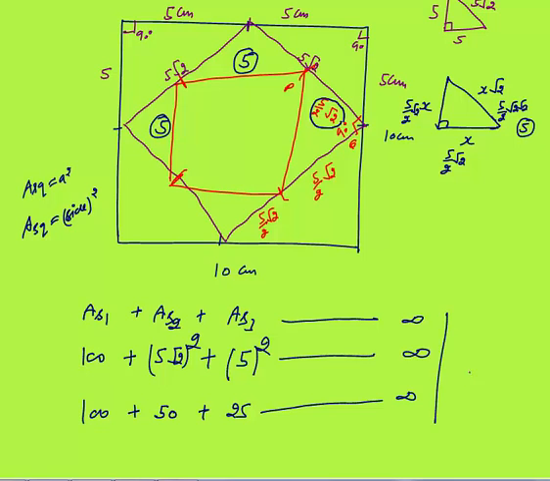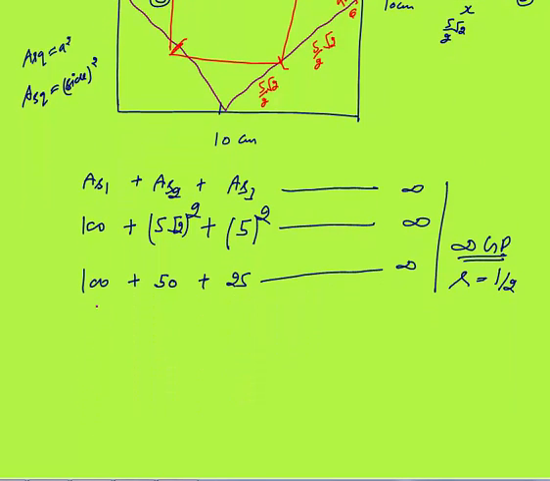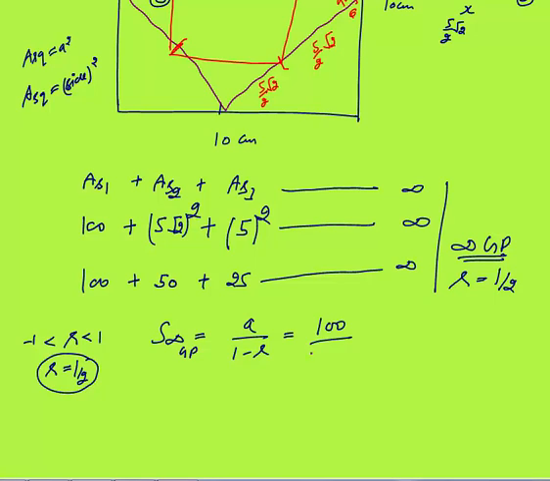Can I say that this is an infinite GP? This is an infinite GP with a common ratio R as half, because 50 by 100 will be half, 25 by 50 will be half. So I know the sum of an infinite GP when R is between minus 1 and 1. Here my R is half, which lies between minus 1 and 1. So sum of infinite GP, can I say that this will be A upon 1 minus R. A is the first term, that is 100. R is 1 by 2. So can I say that 100 upon 1 by 2, 200.